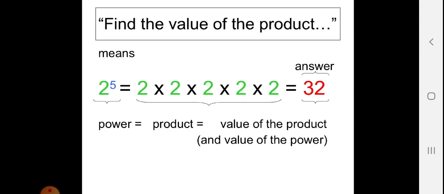Find the value of the product. So what you can do is, 2 raised to 5, you simply expand it and multiply. So when you multiply, you will get the answer. So that is 32.